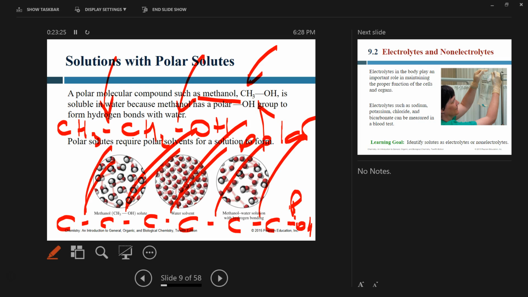So the whole molecule will have very little polarity. Does that make sense? So that again highlights that polar solutes will dissolve in polar solvents and vice versa. We're good so far?